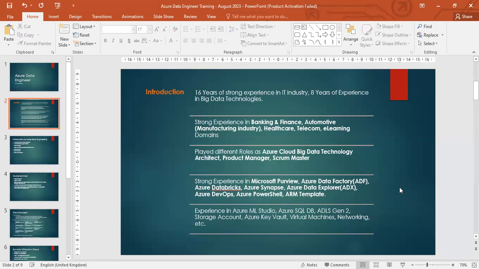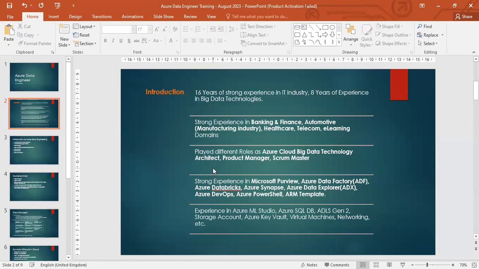CI/CD, or continuous integration and continuous deployment, of these services is done through Azure DevOps. I also have strong experience in automation on Azure, which involves Azure PowerShell or ARM templates. I have also played roles like product manager and Scrum Master.